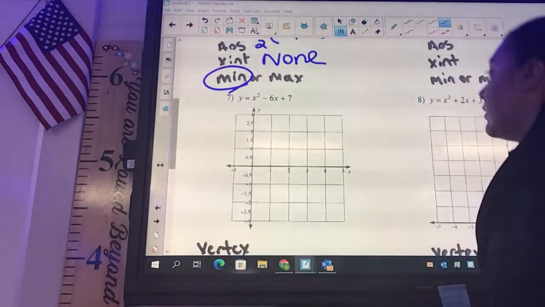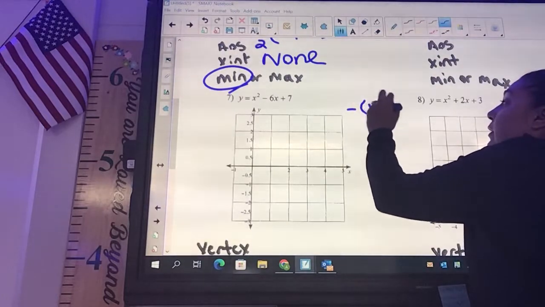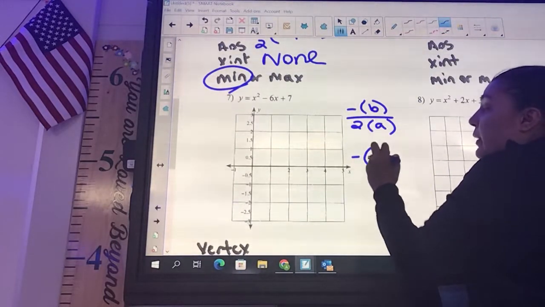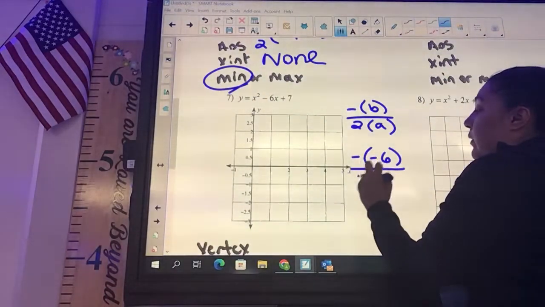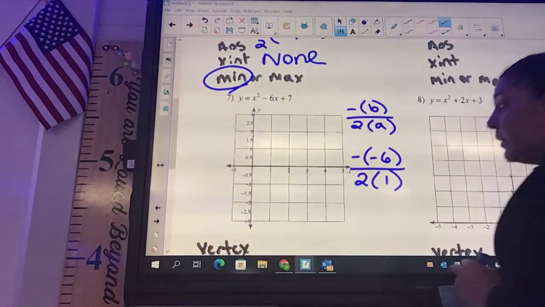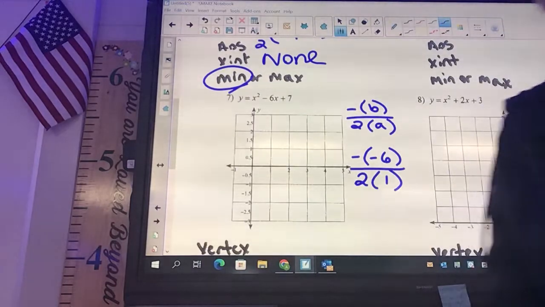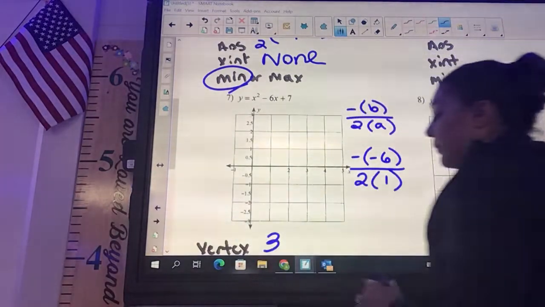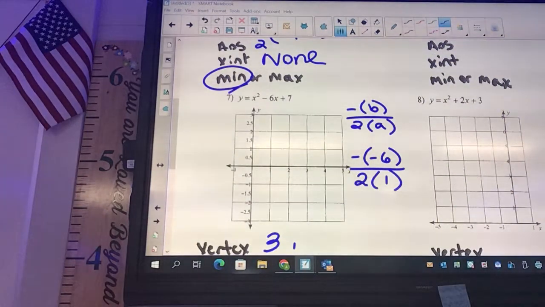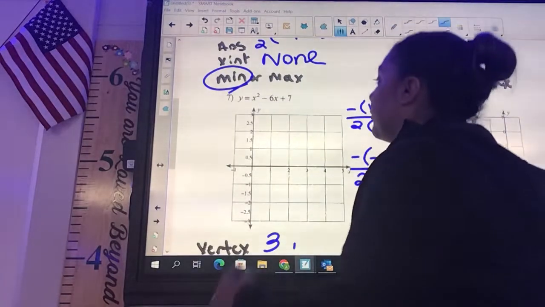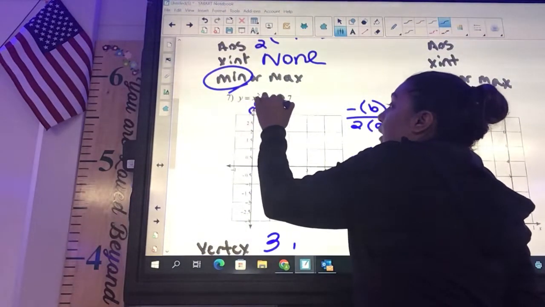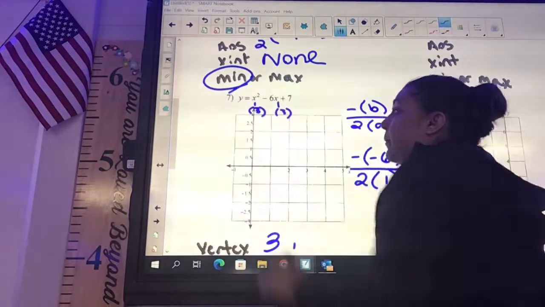Okay, 7, we're going to do negative b over 2 times our a. Okay, so we get negative. Our b is negative 6 over 2, and my a is 1. Okay, so type that in the calculator and see what you get. Okay, you should get a 3. That means everywhere up here, you should be putting a 3. Everywhere there's an x. So right here should be a parentheses 3. And then right here, parentheses 3.